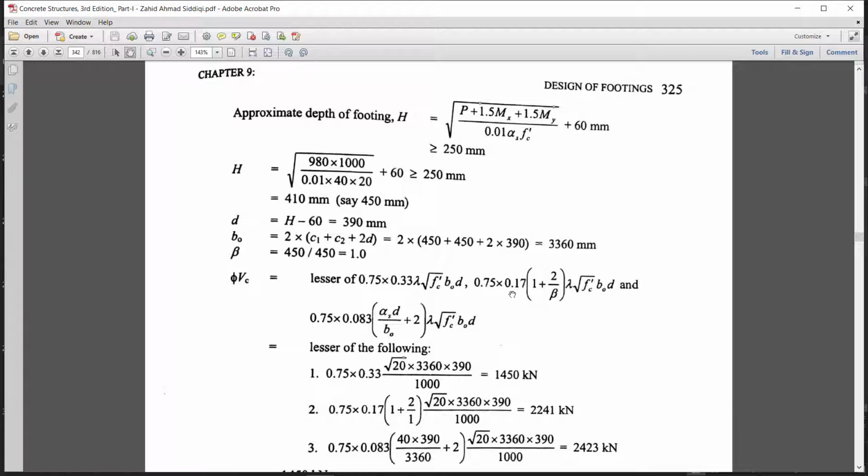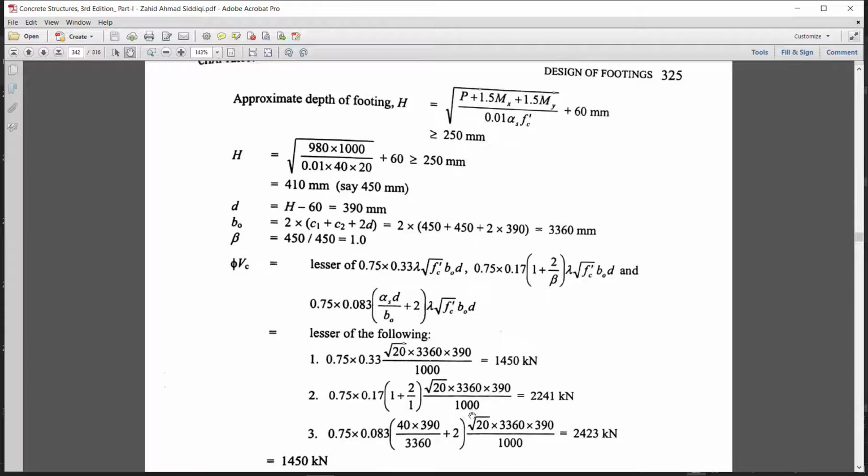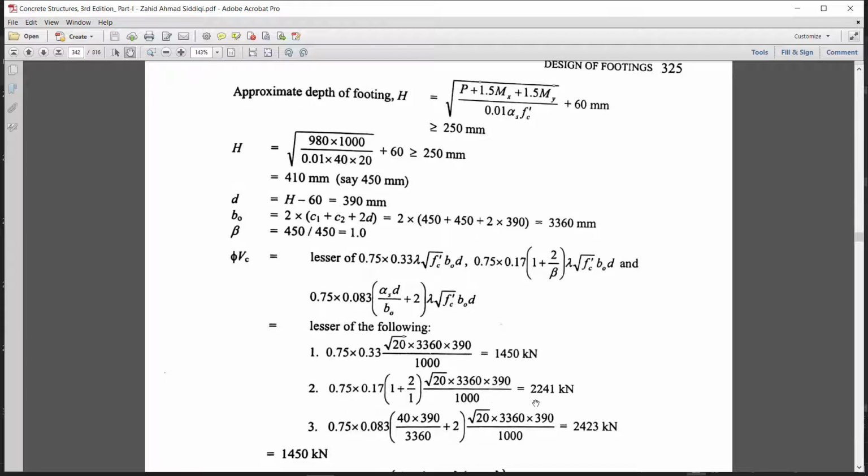Second is 0.75 into 0.17 into 1 plus 2 by beta. Our beta is 1 and lambda 1, square root of Fc prime 20, b naught value 3360, d 390, divided by 1000. That gives 2241. The third formula is 0.75 multiplied by 0.083 into alpha s, that is 40 for interior footing, times d 390 divided by b naught 3360, plus 2, times 1 square root of Fc prime, b naught, d, divided by 1000.